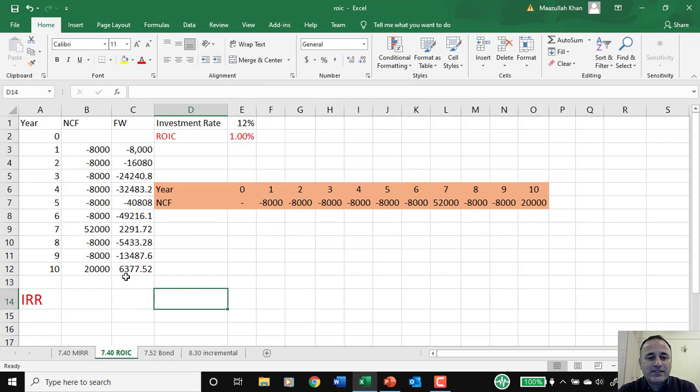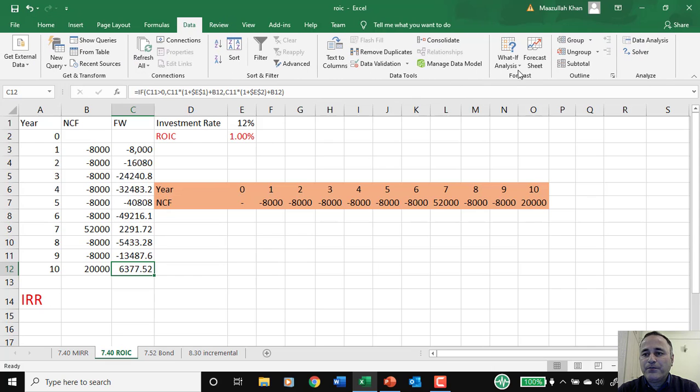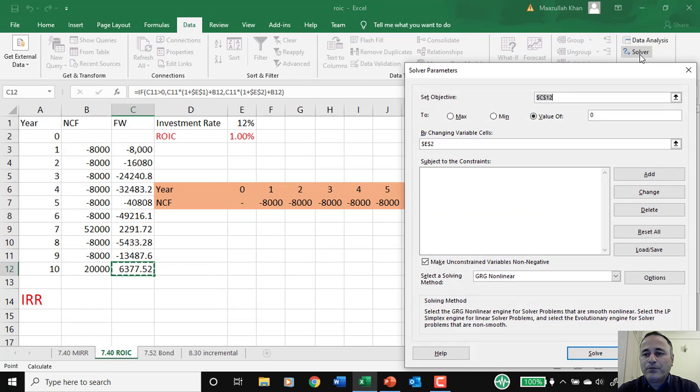Now my task is, as you remember from definition, that IRR by definition is the rate at which, one of the definitions is at which your FW is 0. So this is my combined FW, this C12. So let's use my Solver. Set objective C12 equal to 0 by changing E2. Okay, solve.